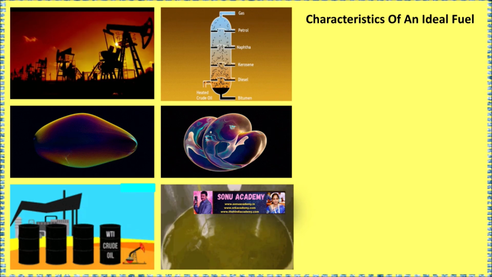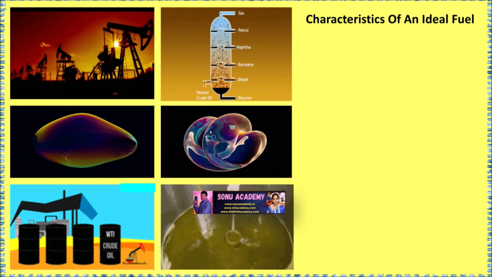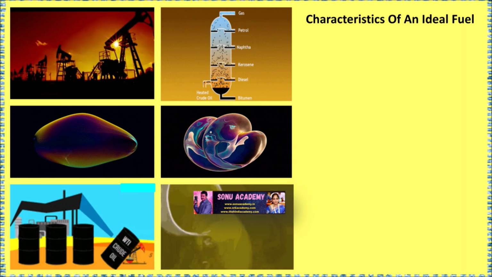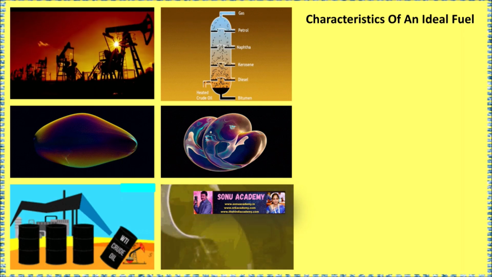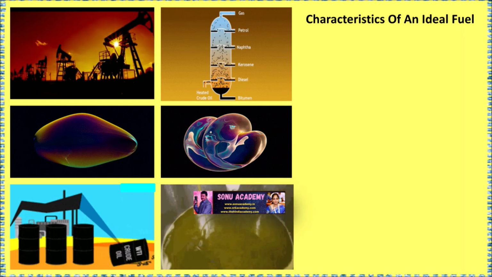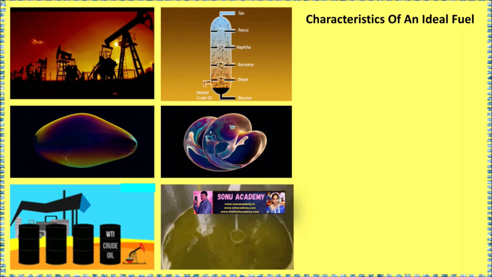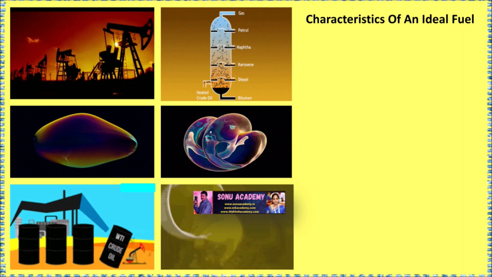in metallurgy. It should be cheap and easily available. An ideal fuel is that which is not expensive and which is available in plenty everywhere. It should be easy to handle, safe to transport and convenient to store. An ideal fuel is that which does not create any safety risk during handling, during its transportation from one place to another place or during its storage.